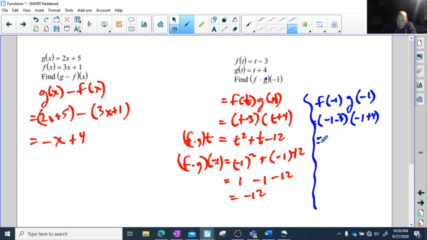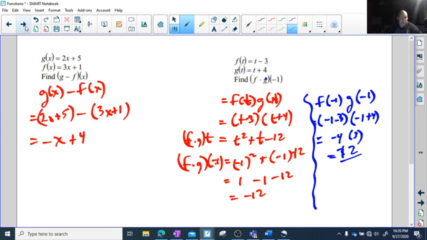Negative 1 minus 3 is a negative 4. Negative 1 plus 4 is a positive 3, and it gives you the same answer. So this is do your function combination first, then substitute at the end. This is substitute right away and then multiply.